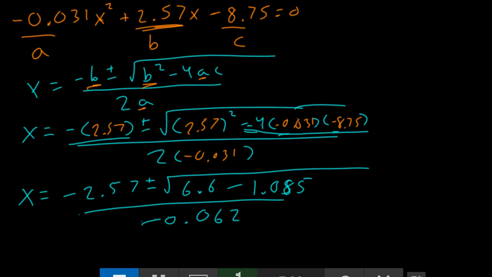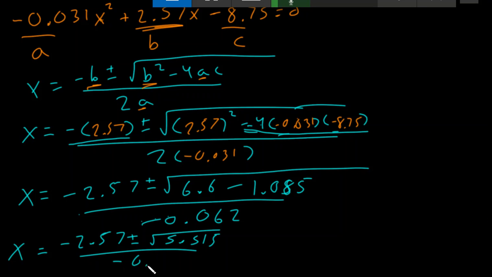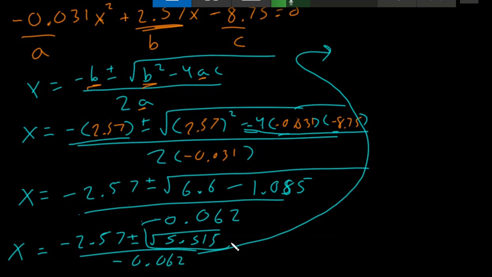Okay, now from here we have a simpler equation, something a little bit easier to work with. Okay, let's go one step further. We can do negative 2.57 plus or minus the square root of, and I simply do 6.6 minus 1.085, which will leave me 5.515 all over negative 0.062. And now this kind of brings us up to here, and we want to take the square root of 5.515, which will give us a new number.